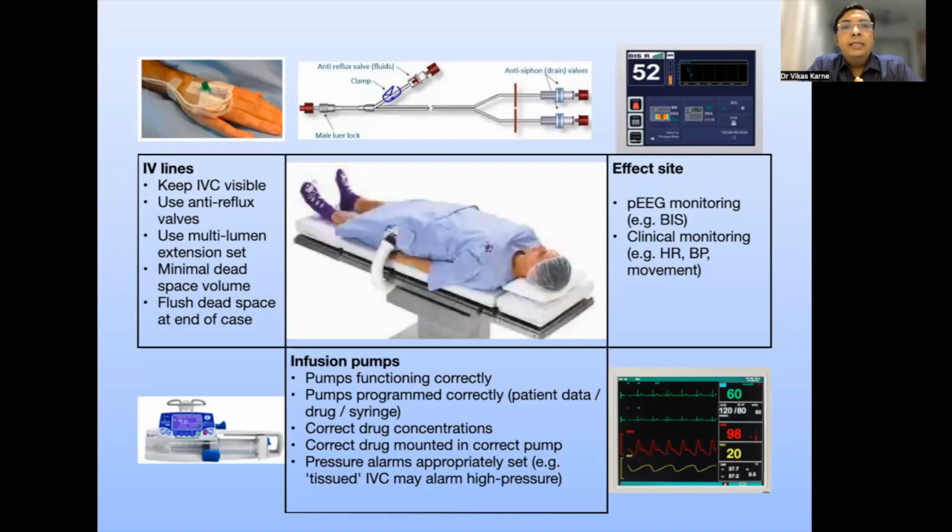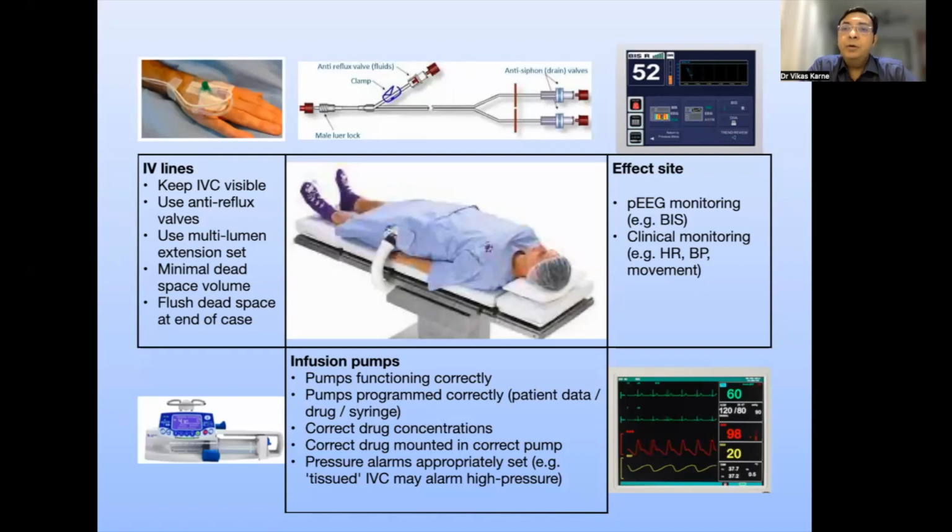Coming to IV lines, keep the IV lines where the drugs are being administered visible if possible. The specialized anti-reflux valve and anti-siphon valve connectors should be used. It should have minimum dead space, and the dead space should be flushed at the end of the case so that it won't affect recovery of the patient. Coming to the infusion pump, it should be ensured that it is functioning correctly. It should be programmed for the specific patient, drug and syringe, and the correct drug concentration should be used. The correct drug should be mounted in the correct pump. There should not be any confusion over that, and pressure alarms should be appropriately set.